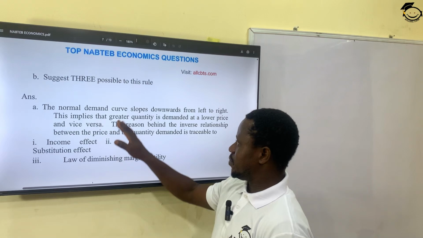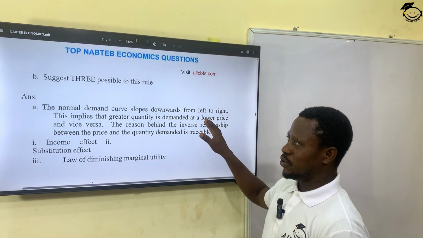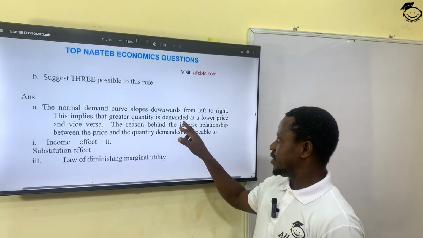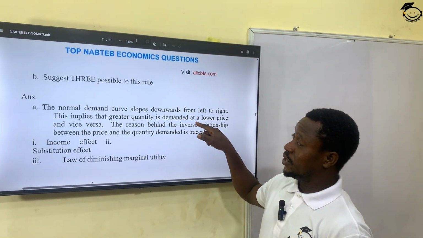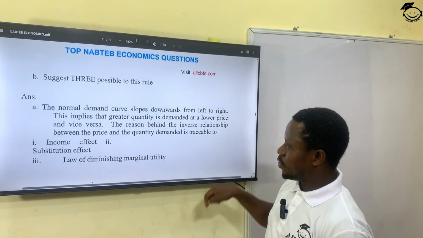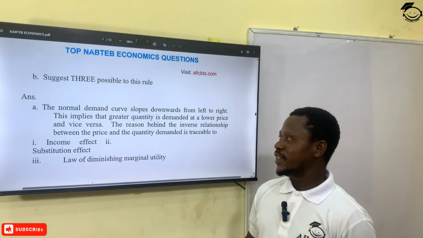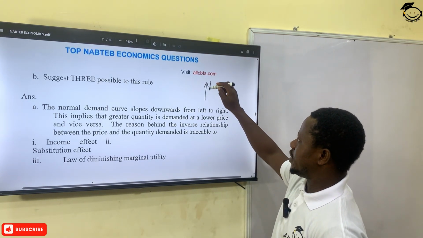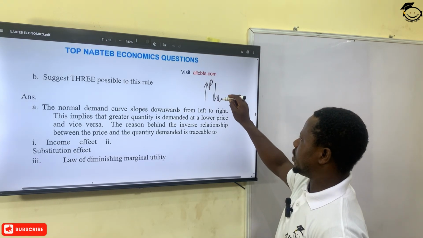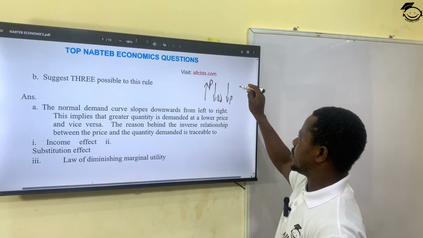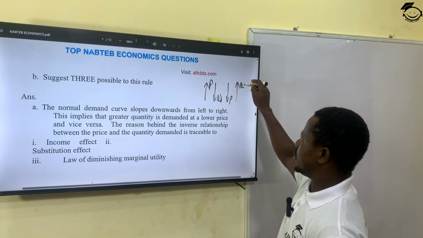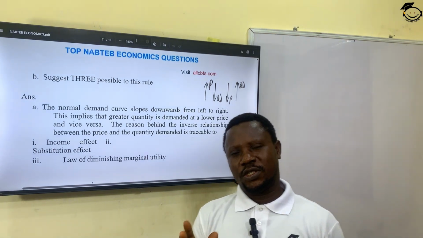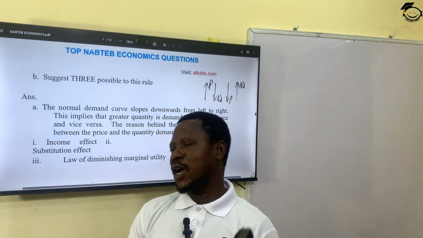The normal demand curve slopes downward from left to right. This implies that the higher the price, the lower the quantity demanded, and the lower the price, the greater the quantity demanded. This is simple, the law of demand. In other words, price is a major factor that brings about change in quantity demanded of any particular product.